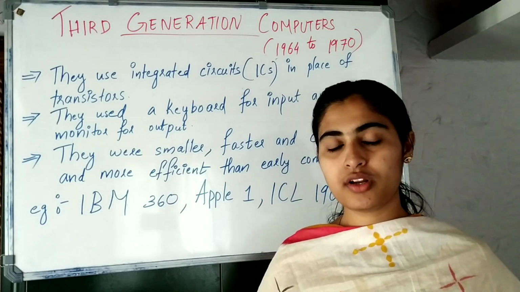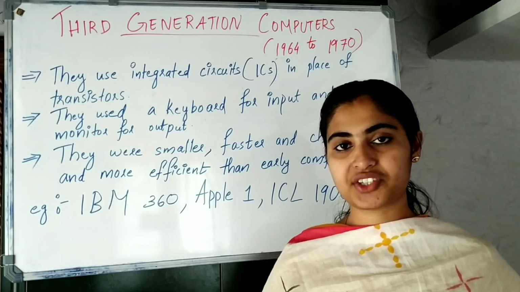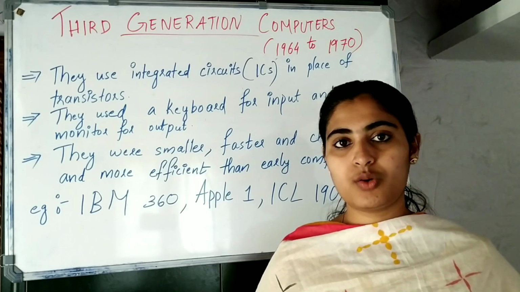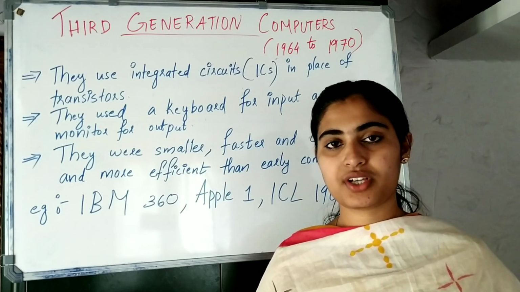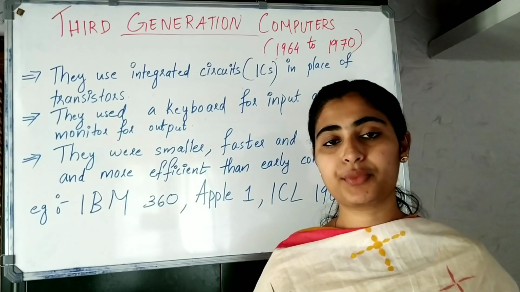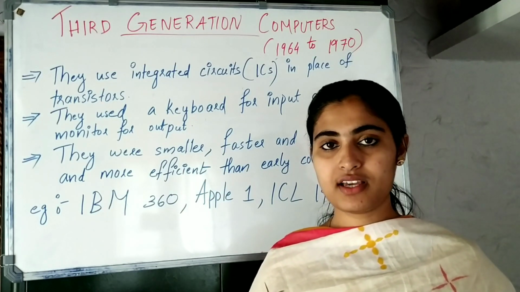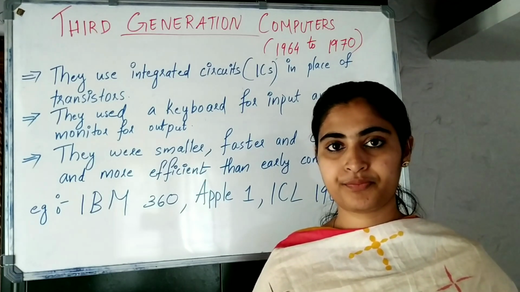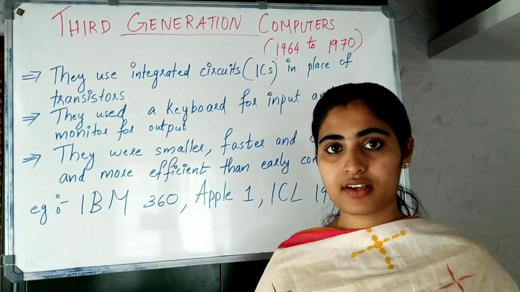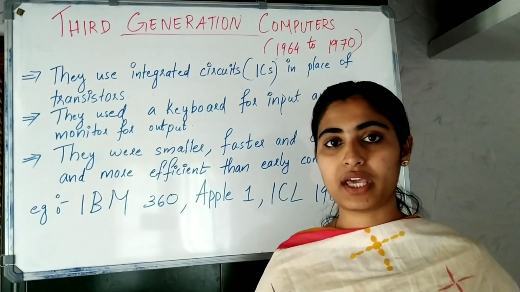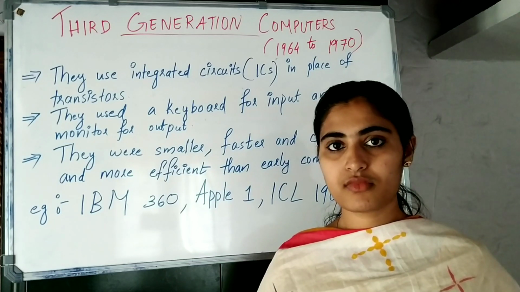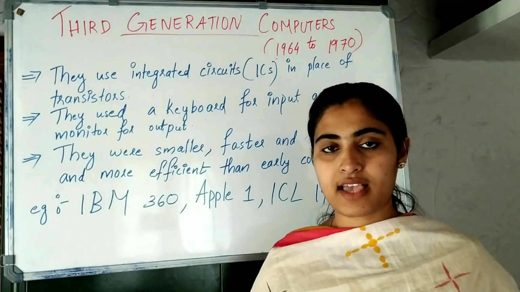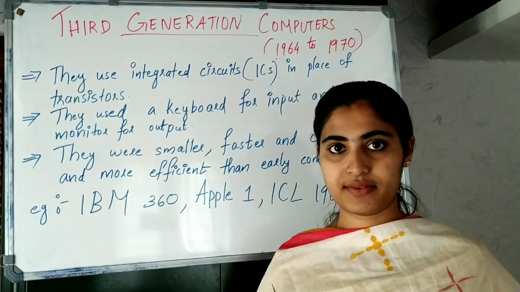So last day what did we study? We studied about first generation computers and second generation computers. What did we study about first generation computers? First generation computers used vacuum tubes as the technology. And for inputting and outputting they used punch cards. They were very large in size, but their storage capacity was very small. And they were very slow in speed too. Examples were ENIAC and UNIVAC.